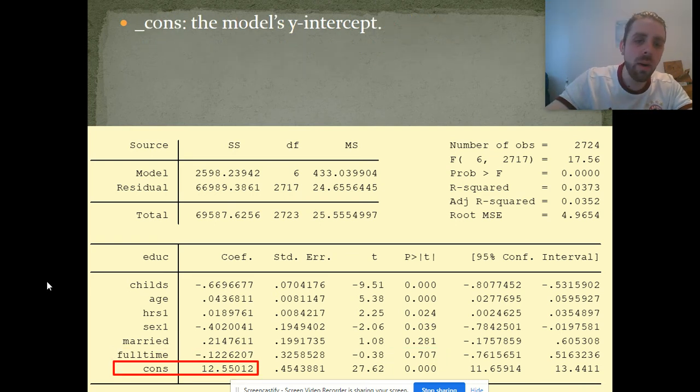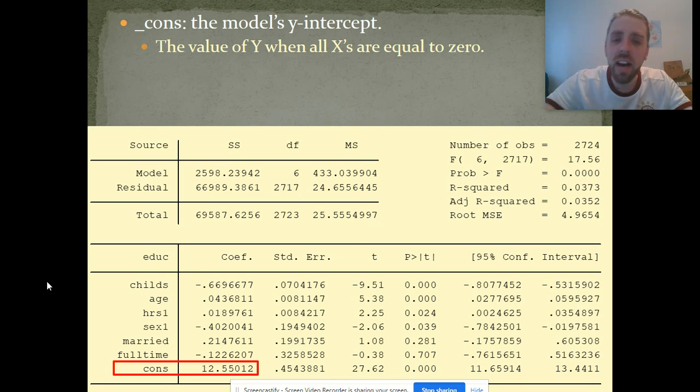Finally, you were asked to identify the model's y-intercept. You don't have to worry about the p-value here. In fact, just the way that the y-intercept is often calculated, it is very likely to be significant, although you don't have to interpret it. Just know that it very often is. But the p-value does not mean what you think it means if you're taking the logic from the 6 x's above it. The constant, underscore cons, is the model's y-intercept. That is the value of y when all x's are equal to 0.